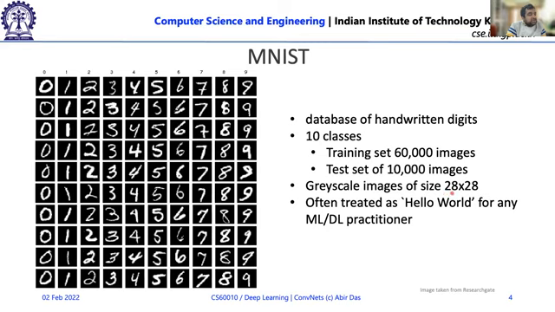Each of these 28 times 28, that is 784 values, will have some intensity values. Of course, the intensity values are high for the white pixels and low for the black. Completely black means 0, and completely white means 255 sometimes, or 1 sometimes, depending on the scale. Unless we need the value 1, we will just assume it is 255, an 8-bit image. This data set is often treated as the hello world for any ML/DL practitioner. If you can do a classification on this, it is like the hello world that you have done for ML/DL.